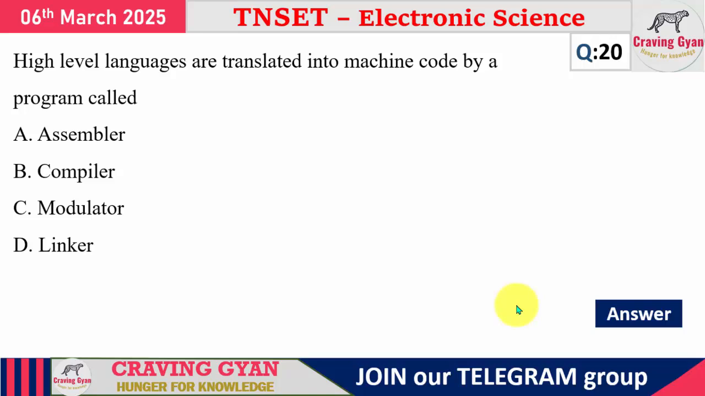20th question. High level language is translated into machine language by a program called as. The options given are assembler, compiler, modulator and linker. Which option can you eliminate easily? That is the modulator, modem. You can easily eliminate it. Now, for the 20th question, look at the things carefully. The corresponding option that is going to follow is compiler. It is going to convert the high level language to machine code, nothing but zeros and ones. The assembler is going to convert into assembly level language program, whereas the compiler converts into machine defined zeros and ones.